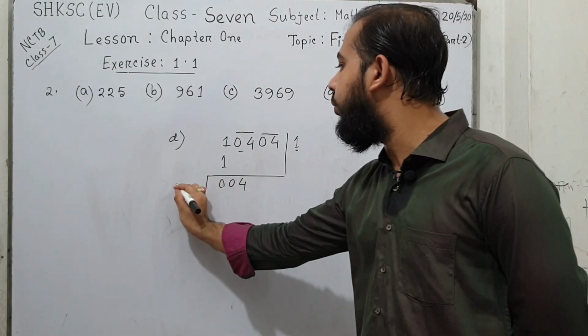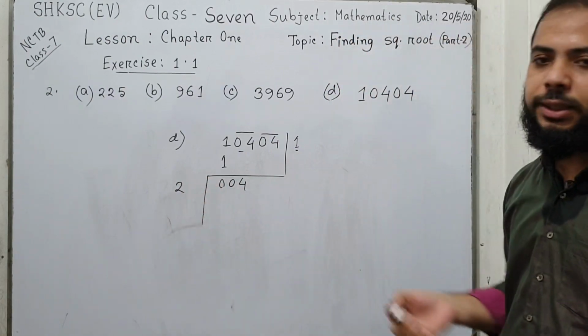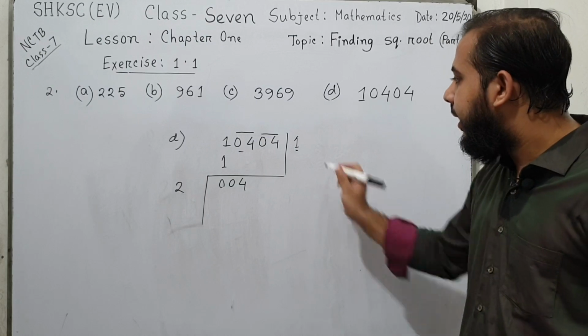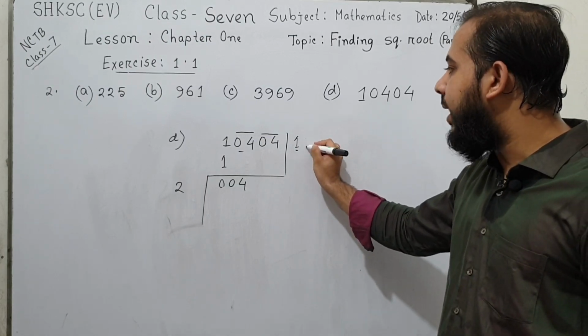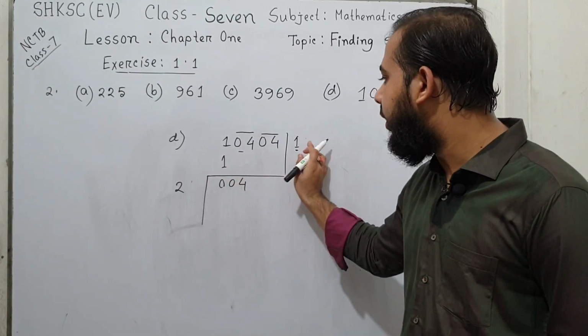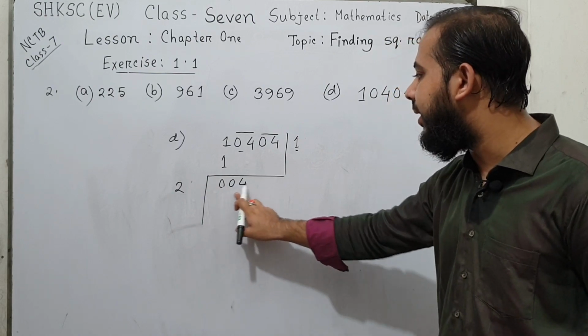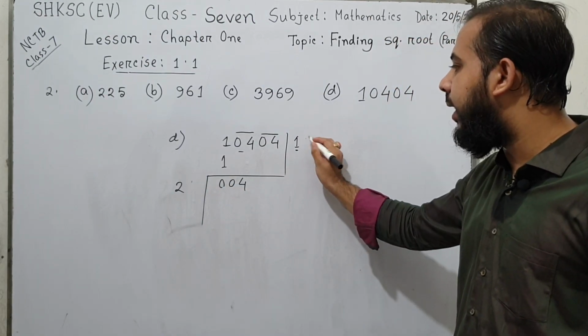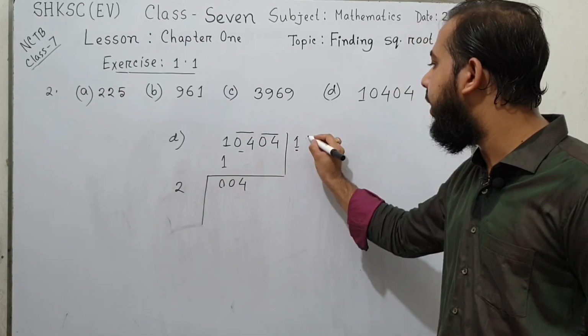So 1 times 2 is 2 here, and leave a blank here so that the next digit we can put here. Now you can see that if we just put 1 here, it will be 21. So 21 times 1 is 21, but the number is only 4. 004 means only 4. So we cannot put 1 or 2 here, we can only put 0.